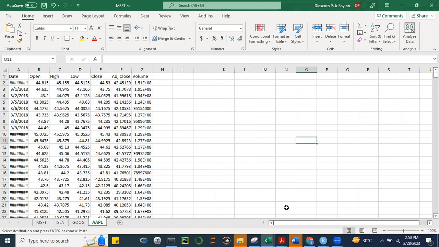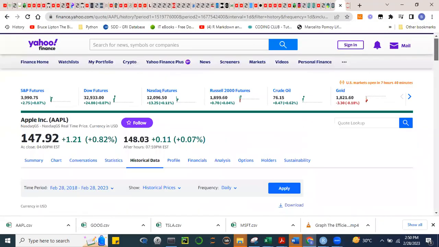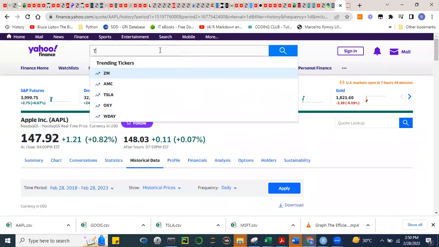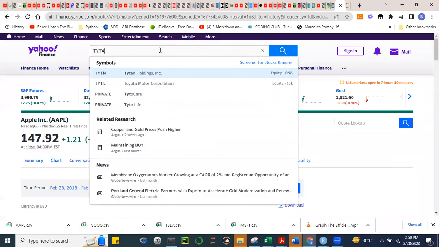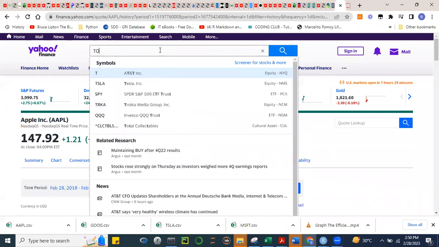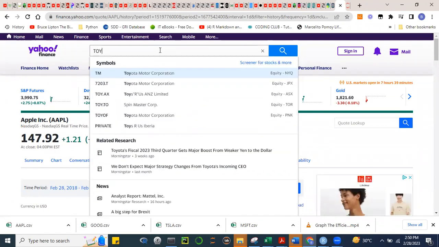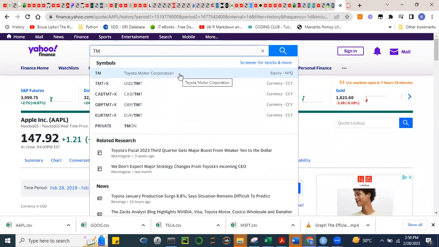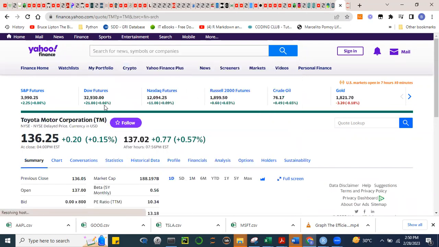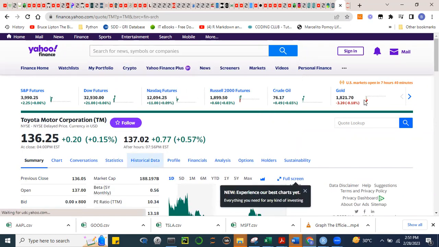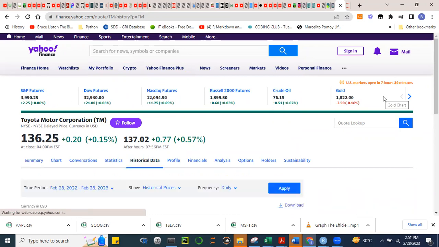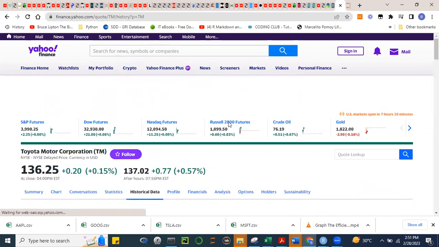And maybe we can go to other industries. Okay, how about Toyota? Toyota is, I think, TM, sorry, it's TM. Toyota Motors, let's get one from the automotive industry, TM, Toyota, right? We're getting prices of stocks from different industries.